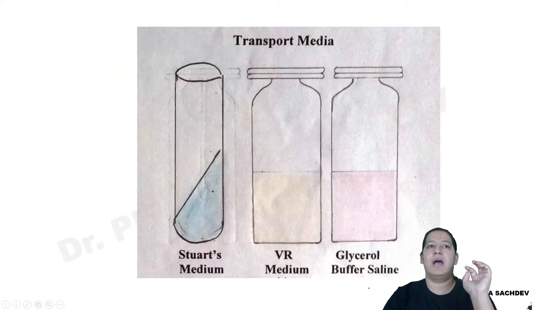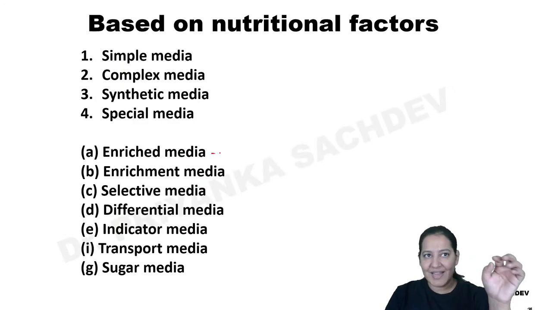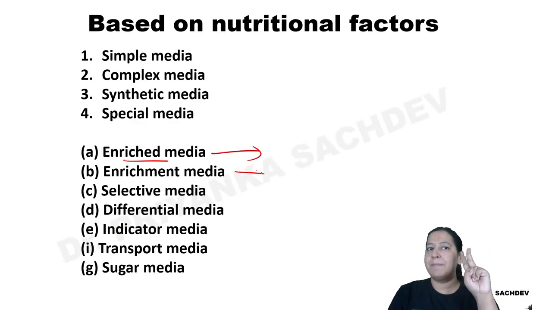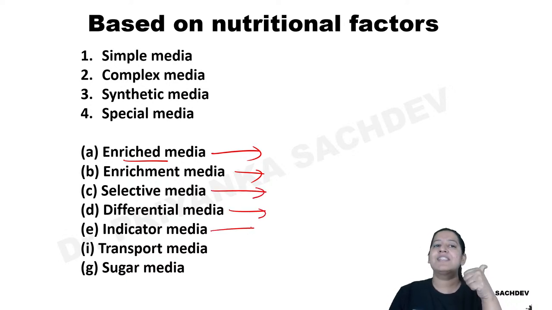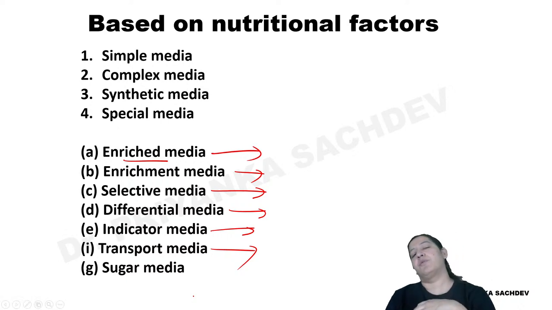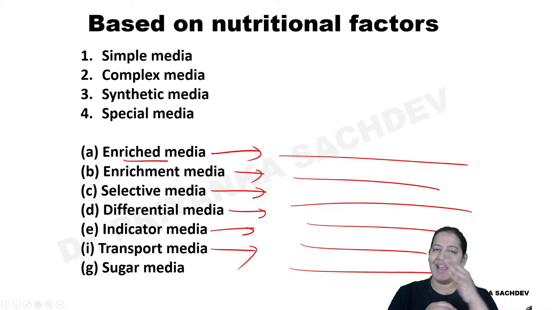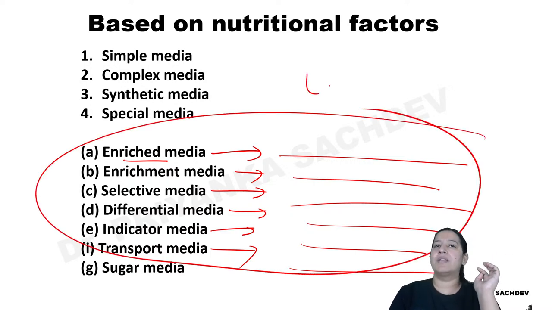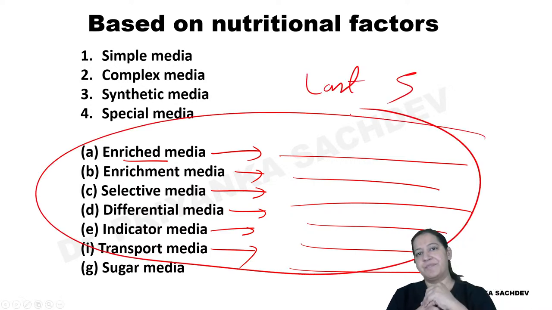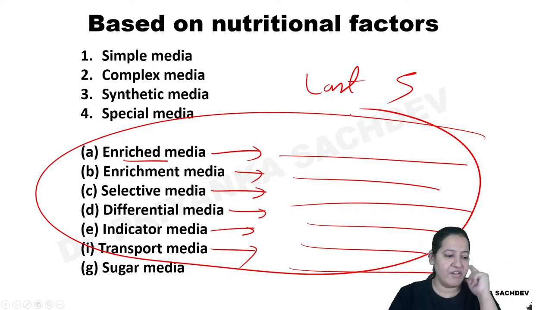I am done. Tell the examples of enriched, enrichment, selective, differential, indicator and transport. Write the examples here, all of them, as I was writing, and just learn this table during the last 5 days of your exam. Learn this table. Expect one MCQ from this.